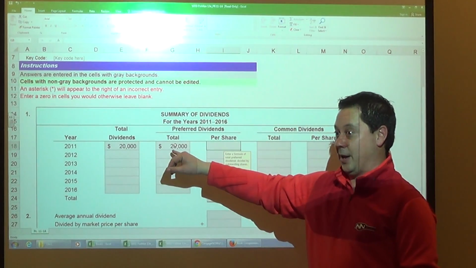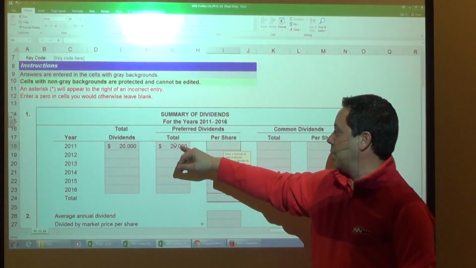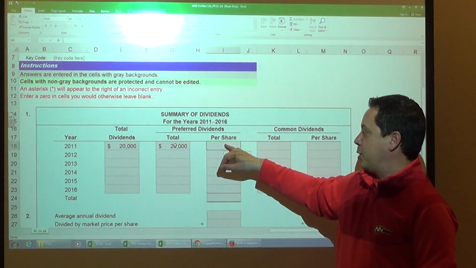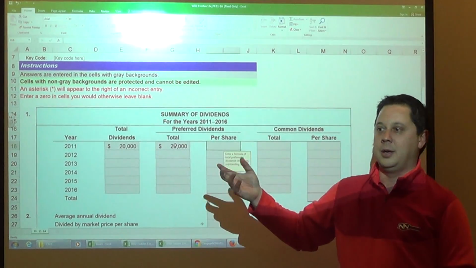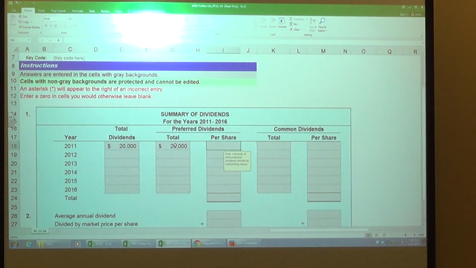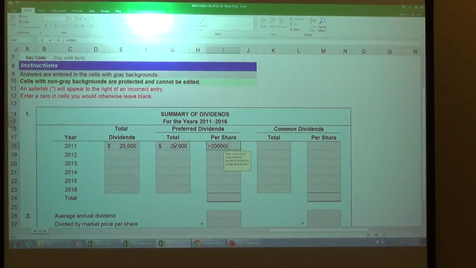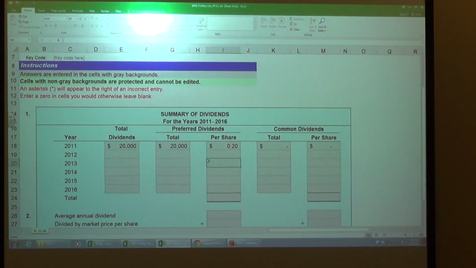So I don't have 30,000, I only have 20. That means they are going to get all of it. I take this $20,000, and there are 100,000 shares. So they're going to get 20 cents per share, because it's the 20,000 divided by the 100,000. I'll put that calculation in here, divided by 100,000. It tells me it's 20 cents. I have nothing left over for the common stock. They get 0.